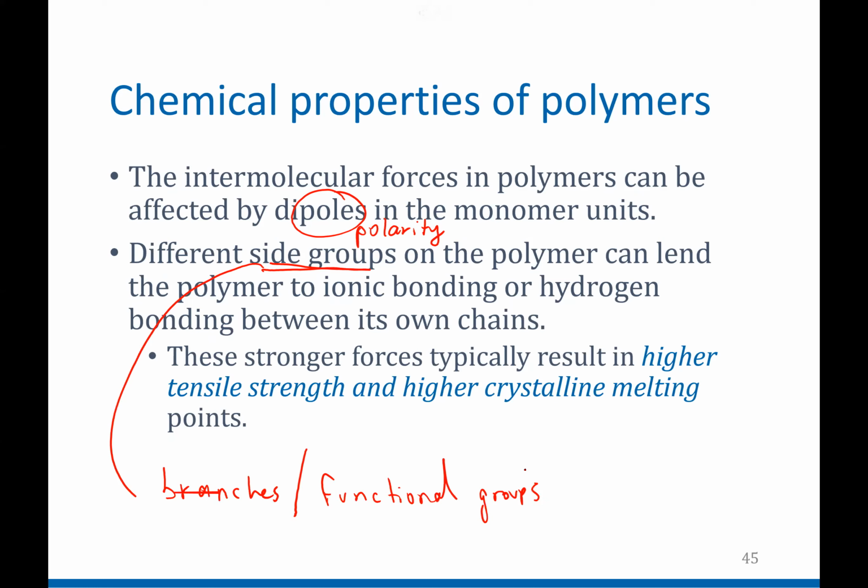So in simple words, intermolecular forces are basically what control the chemical properties of polymers. That's really the big takeaway from this. Intermolecular forces, because the molecules are so complex and so big, really control what type of polymer you have. Is it flexible? Is it hard? Does it melt at 100 degrees? Does it melt at 1,000 degrees? All of these properties are controlled by intermolecular forces.